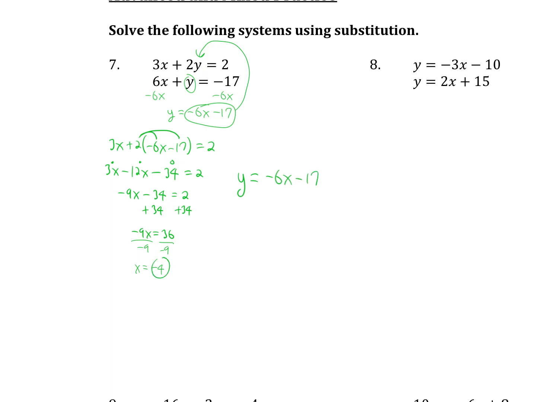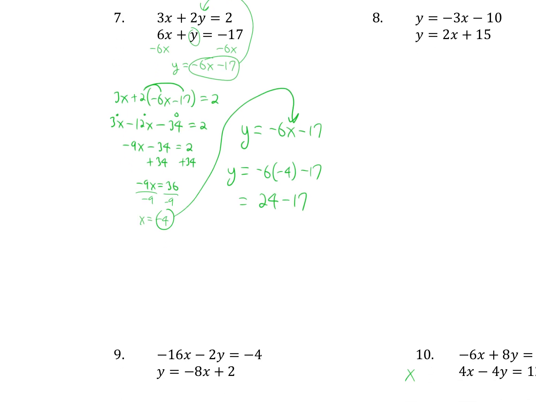So I'm going to take this negative 4, plug it in for x. So I get y equals negative 6 times negative 4 minus 17, which is what? 24 minus 17. Which is going to equal 7. So our answer is going to be negative 4, comma 7.